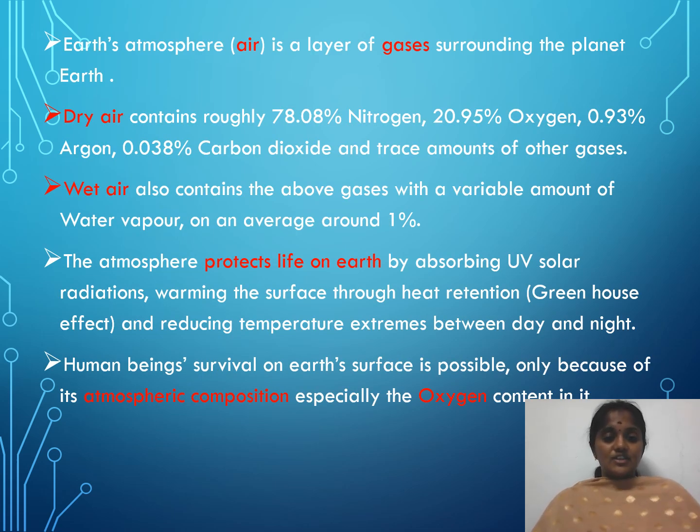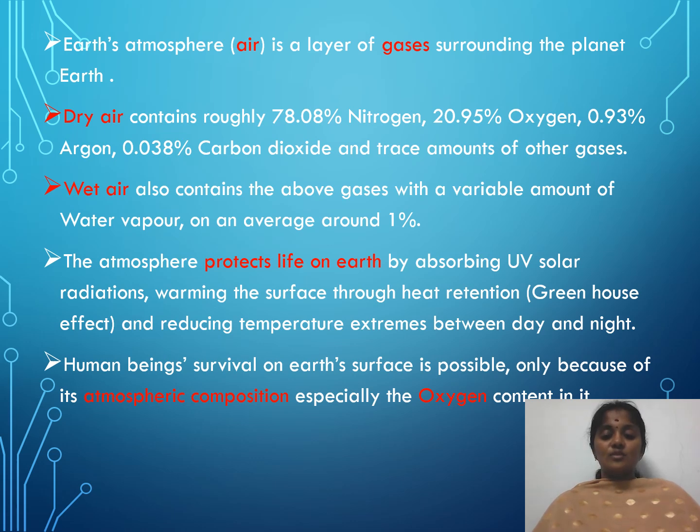Coming to the percentage, Earth's atmosphere is a layer of gases surrounding the planet Earth. Dry air contains roughly 78% nitrogen, 20% oxygen, 0.9% argon, 0.03% carbon dioxide, and trace amounts of other gases. Wet air also contains the above gases with a variable amount of water vapor, on average around 1%.